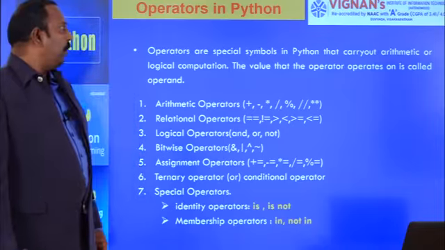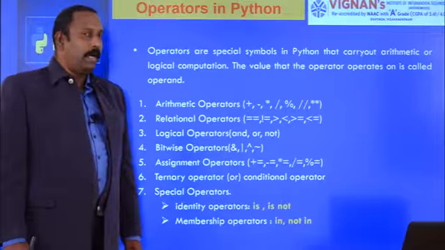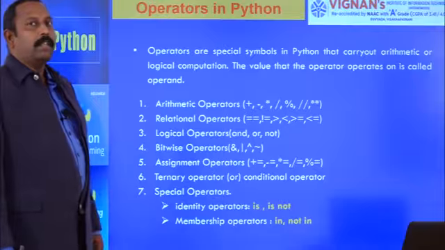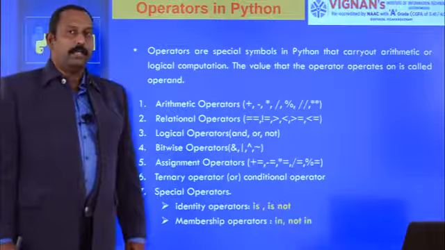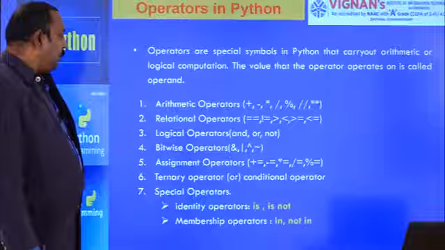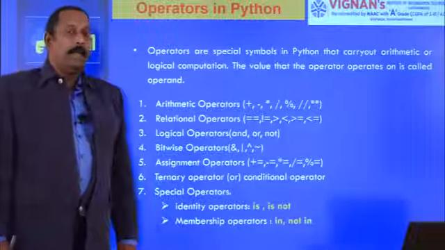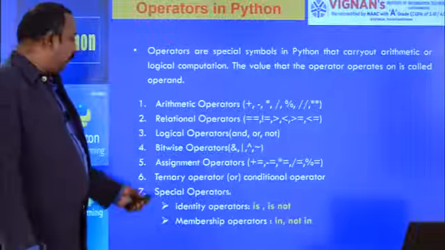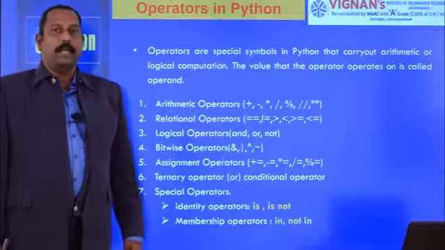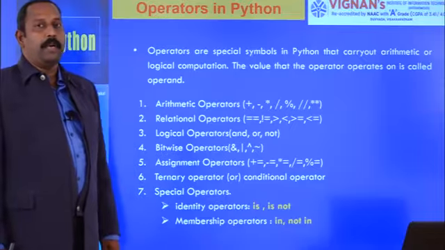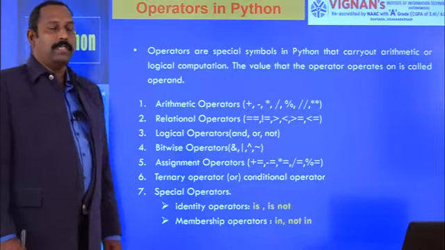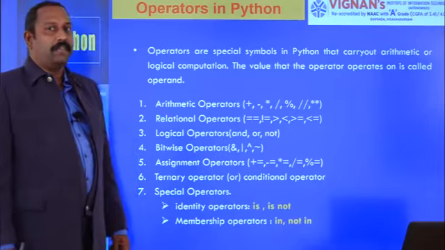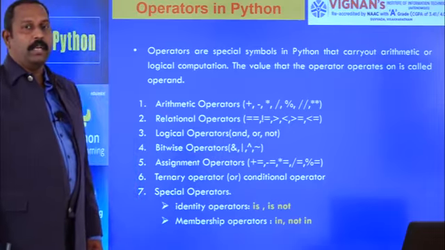The following are the operators available in Python. First one is arithmetic operators, second is relational operators, third is logical operators, fourth is bitwise operators, fifth is assignment operators, next is the ternary operator, or we can call it the conditional operator, and last is special operators. These are the different categories of operators available in Python.